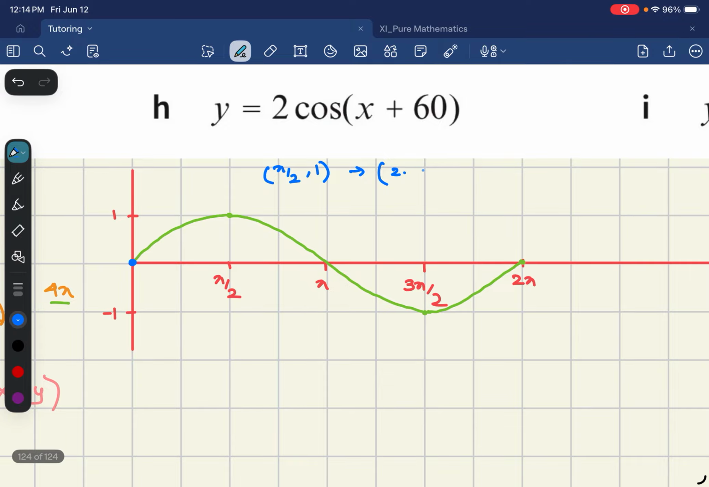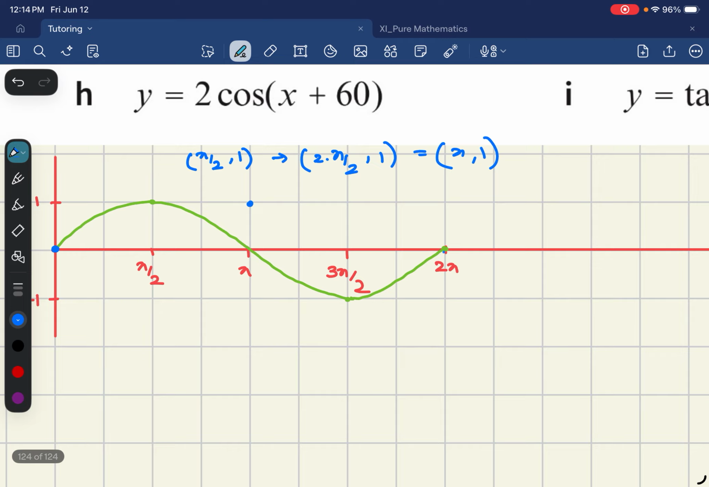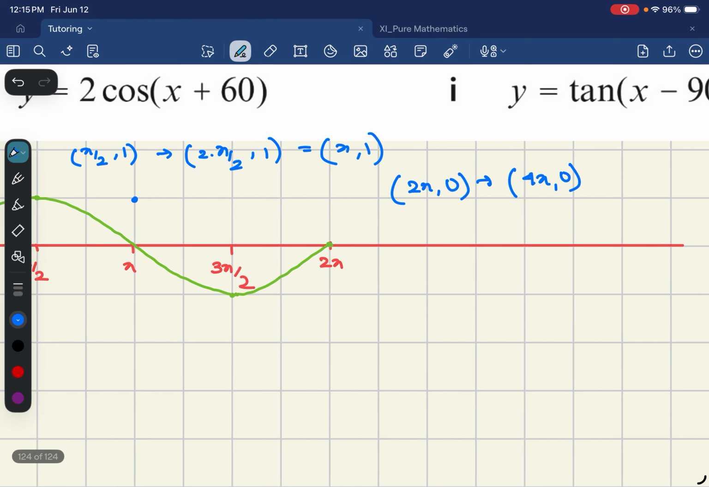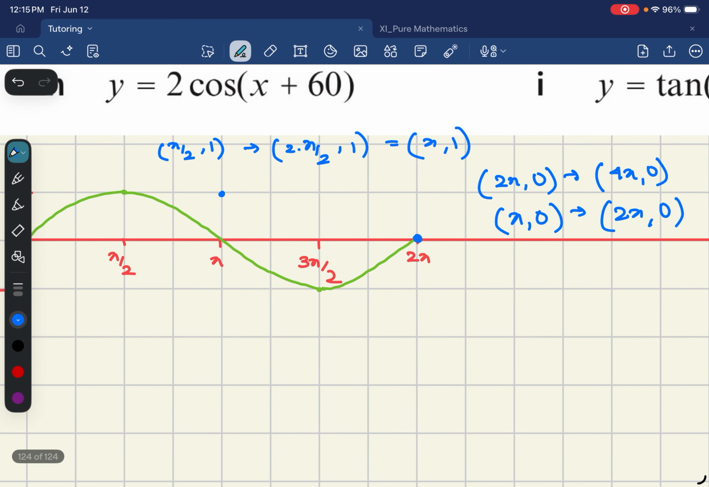So that is what you want to do. 2 times pi over 2 comma 1. And that just means pi comma 1. So pi comma 1, right? And if you do it with 2 pi, you are going to get, so you have 2 pi comma 0, and you get 4 pi comma 0, right? If you put pi here, pi comma 0 changes to 2 pi comma 0. All right, so 2 pi comma 0 here.